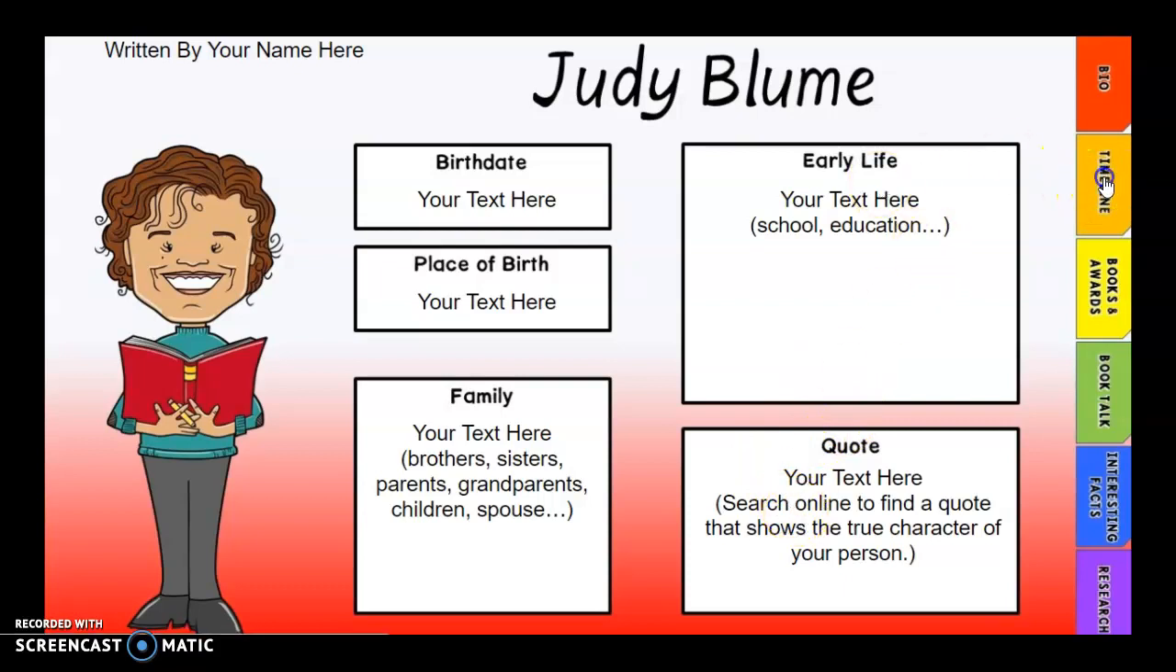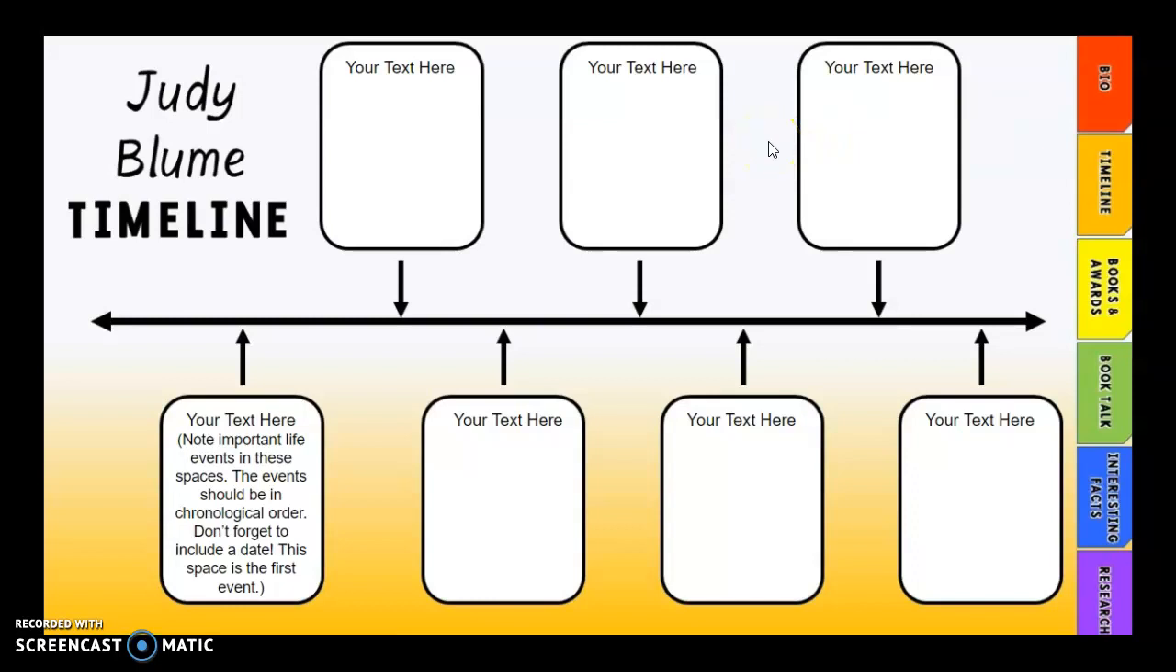On the next tab, you will create a timeline of Judy Blume's life. Remember, this has to be in chronological order. So starting with the earlier parts of her life, moving on to up until if she passed away or what she is doing present day.